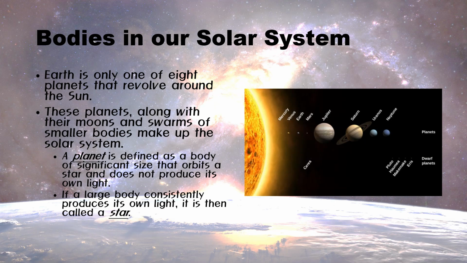the solar system. Now, we can define a planet for now as a body of significant size that orbits a star and does not produce its own light. There is a more specific definition that we can dive into, but for now this will work. And similarly, if a large body consistently produces its own light, it is called a star, such as our own sun. Again, these are not formal definitions, but they're enough for us to get started with.